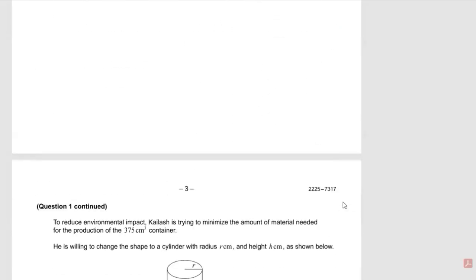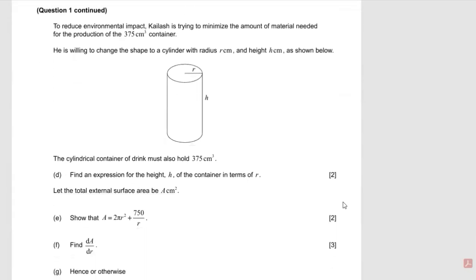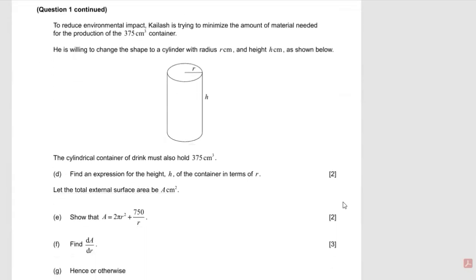Let's move on to the next part. Okay. Question 1 continued. To reduce environmental impact, Kailash is trying to minimize the amount of material needed for the production of the 375 centimeters cubed container. He is willing to change the shape of the container with the radius r and height h as shown below. So now the volume remains the same, but the shape is now a cylinder. The cylindrical container of the drink must also hold 375 centimeters cubed. Find an expression for the height h of the container in terms of r.